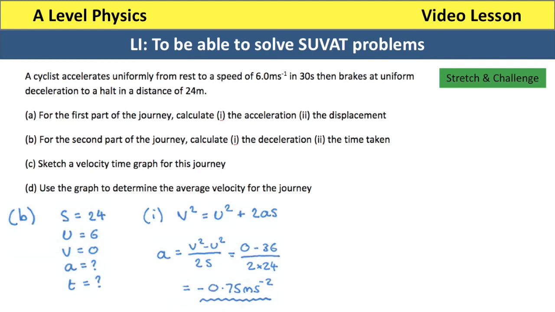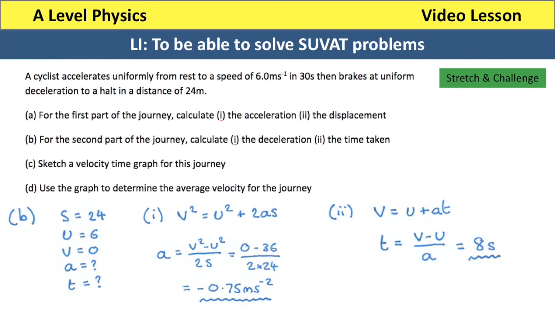So then we substitute the values in and it comes out as minus 0.75 meters per second squared. The minus, of course, telling us that this acceleration is actually a deceleration. I now want to work out the value of the time. So I'll use v equals u plus at. Now that I've got a value for a, of course, that means that we get an answer of 8 seconds.